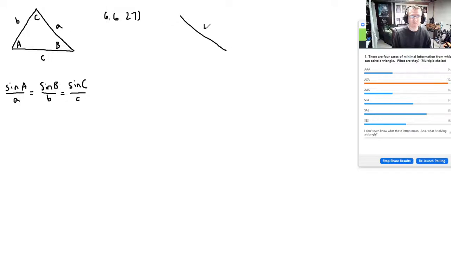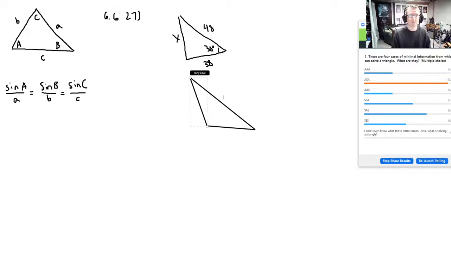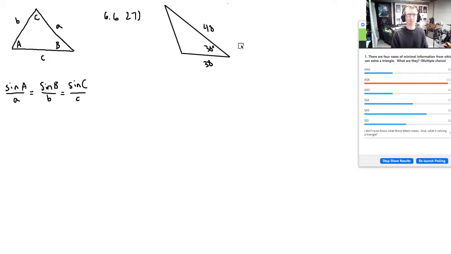48, 30 degrees, 38. So there's our side angle side, and we do not know this length. And the way I drew this makes you probably think that it's a right triangle. So let me get rid of that. I don't want you thinking that. There we go.